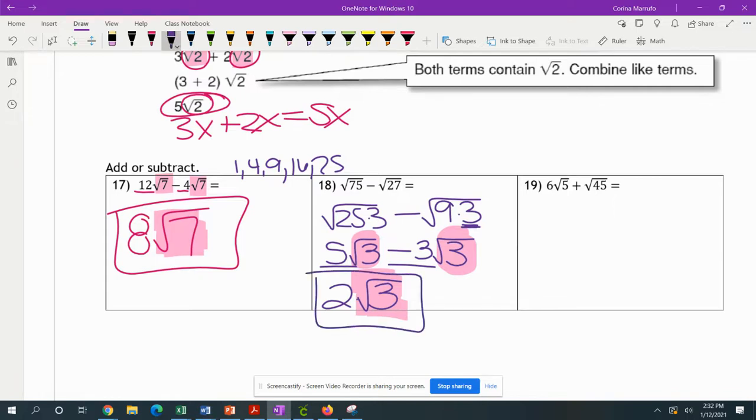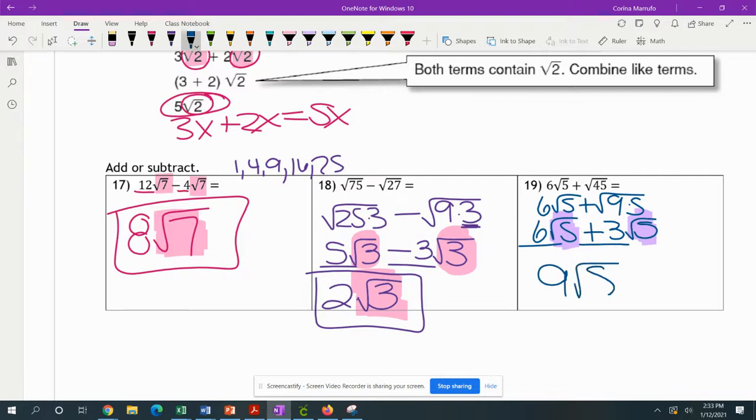And the last one. So we have 6 square root of 5 plus the square root of 45. So I'm going to go ahead and break down the square root of 45. That gives me 9 times 5. Now we can take the square root of 9 and get a whole number. That gives me 3. We can't take the square root of 5 and get a whole number, so it stays trapped inside the square root. Okay. Now we have a common square root, square root of 5, square root of 5. So then we just have to look at the coefficients. Well, 6 plus 3 gives me 9, so that means I have 9 square root of 5's.